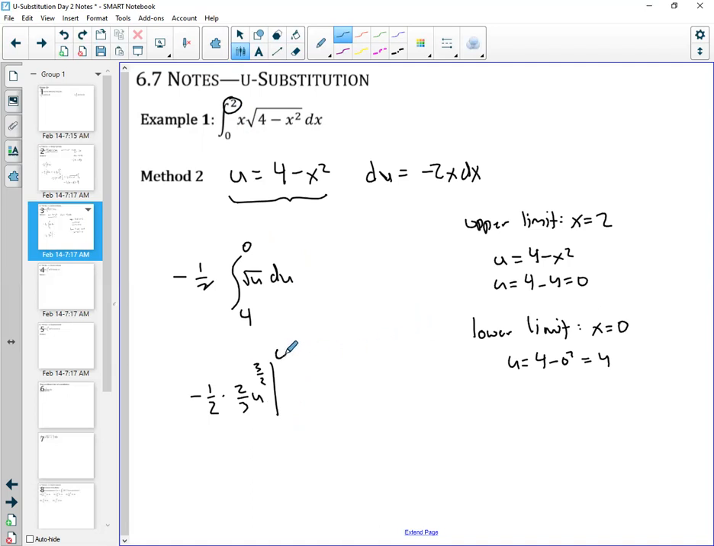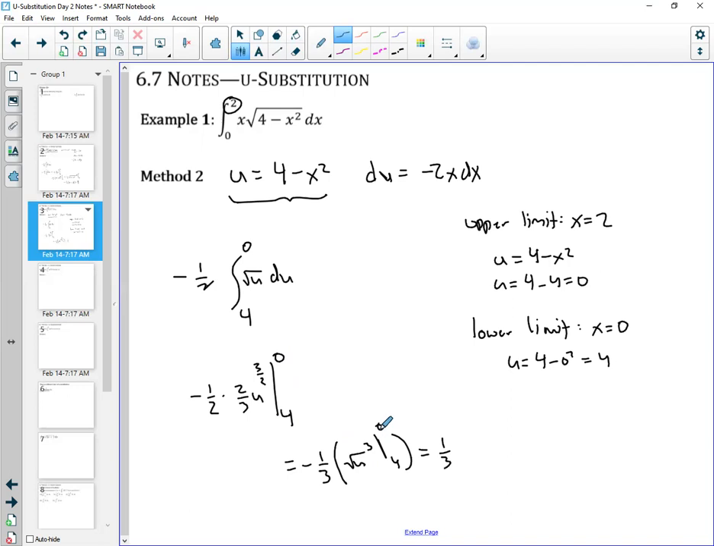A 0 on top. Oh my lord. 0 on top and a 4 on the bottom. And now I can just plug these numbers in. So it's still negative 1/3 out there. And then, instead of going back to the 4 minus x squared, I'm doing the square root of u cubed, running from 0 to 4. Which I promise is the same thing.